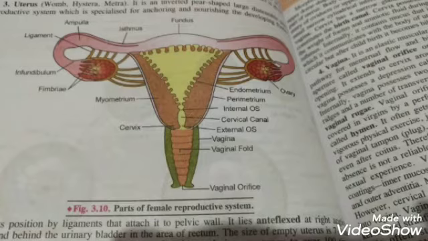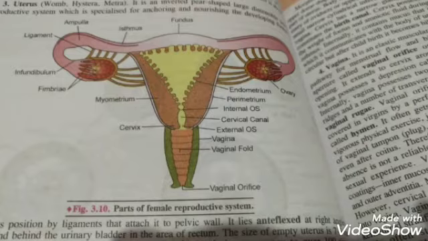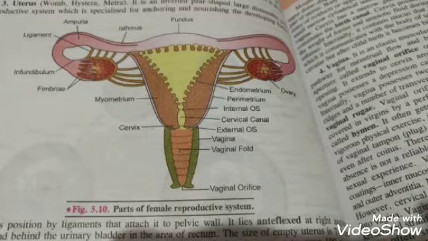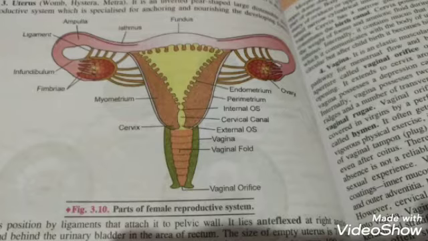So now let's start the topic. Human female reproductive system is our next topic. In the female reproductive system, the primary sex organ is the ovary, and the accessory organs include the uterus, fallopian tube, vagina, and some glands. The function of the primary organ is to produce the gamete, that is the female gamete called egg, and some female sex hormones. Clear?